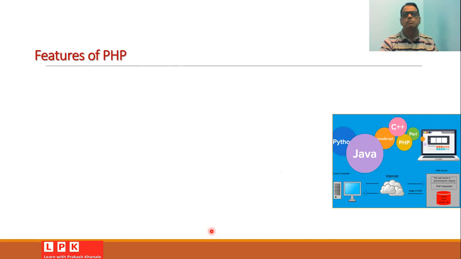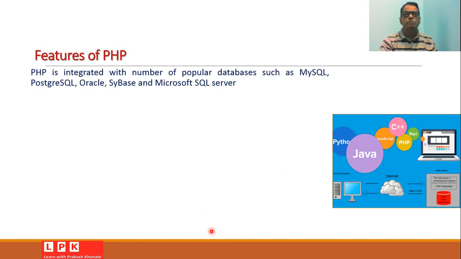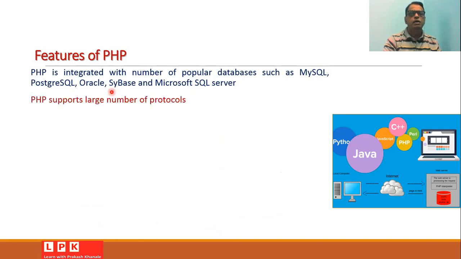So let us understand some more features of PHP. PHP is integrated with a large number of popular databases. For example, we can create a database by using MySQL, PostgreSQL, Oracle, Sybase, or Microsoft SQL Server. All such popular databases can be used along with PHP. PHP also supports a large number of protocols, so PHP is quite flexible as far as communication is concerned.